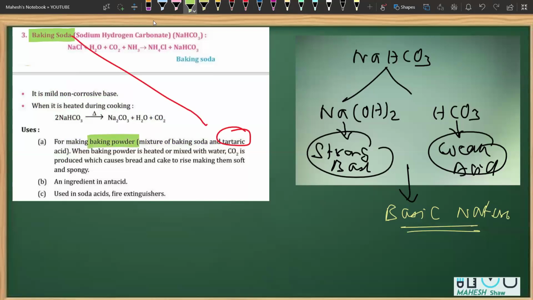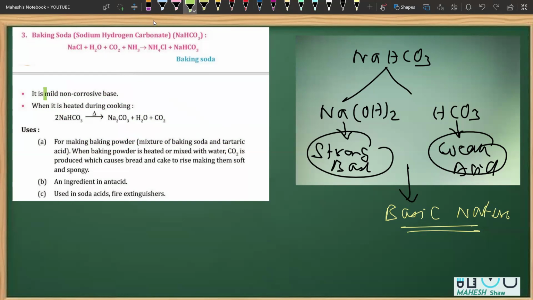So the one which you use in our house for making cake is not actually baking soda, it's baking powder. And as I said, it's a mixture of baking soda and tartaric acid. So when this powder is heated along with the dough, carbon dioxide comes out of it, making the bread soft and spongy.